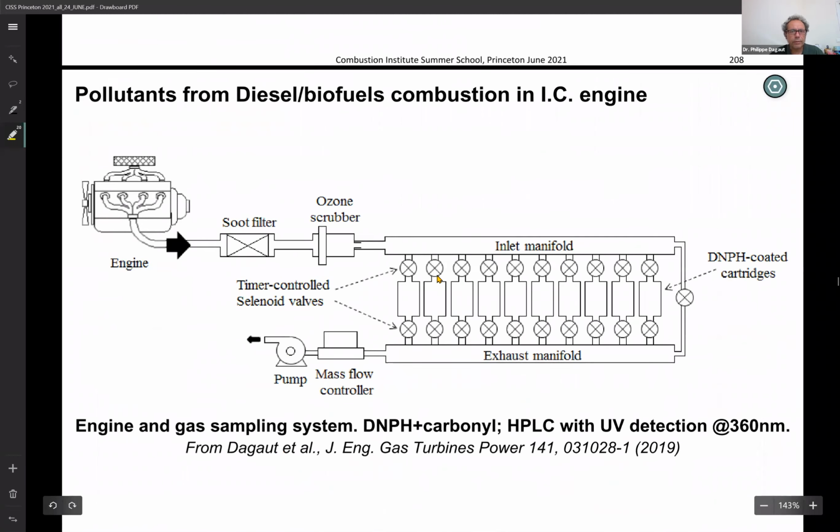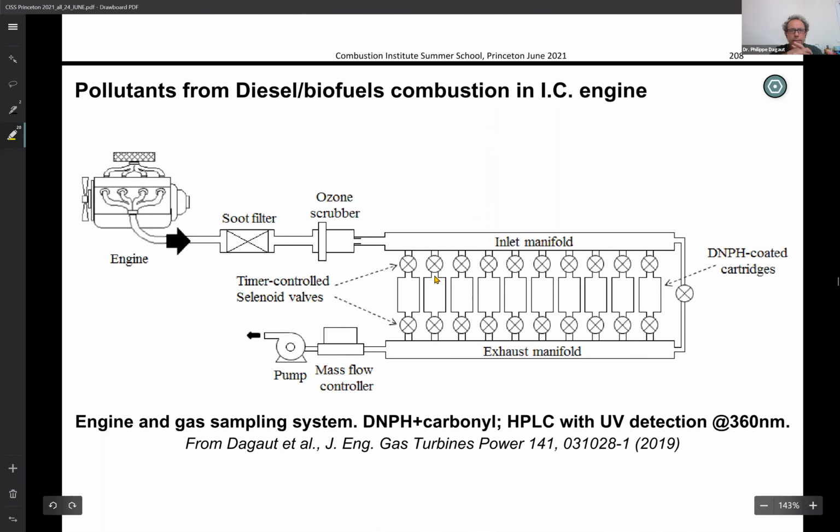We've been interested in looking at the effect of blending conventional fuels with biofuels, a range of biofuels. And we did that using several experimental devices. The first one was a piston engine. So we burned the fuel in the piston engine, and we collected samples from the exhaust.